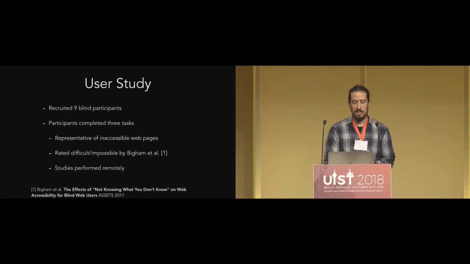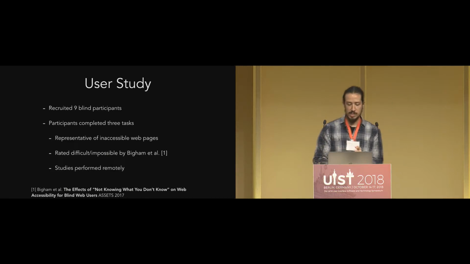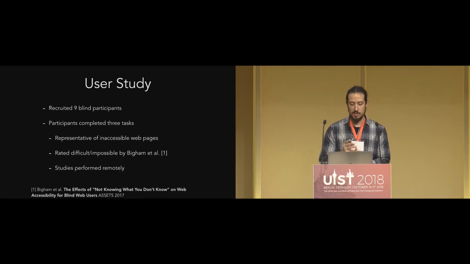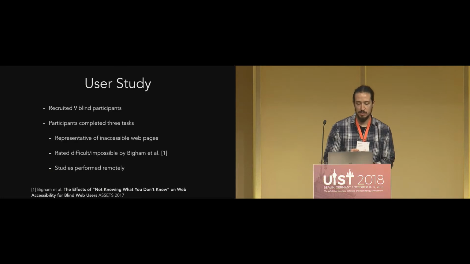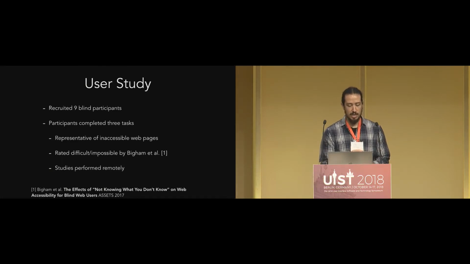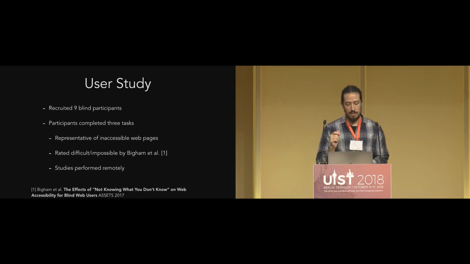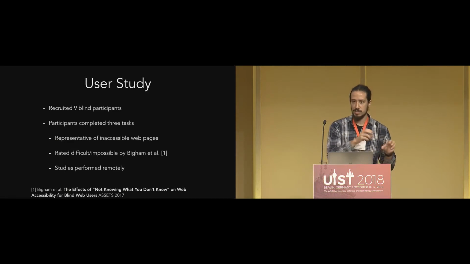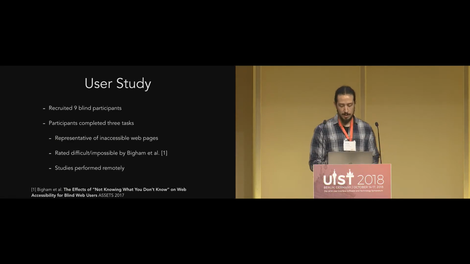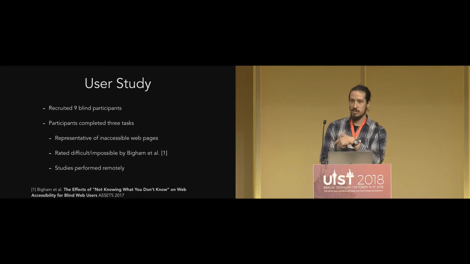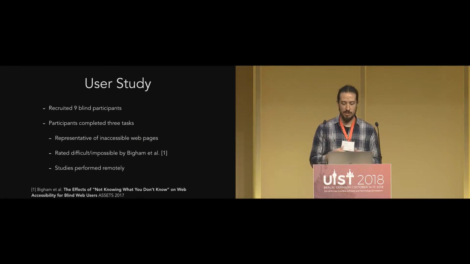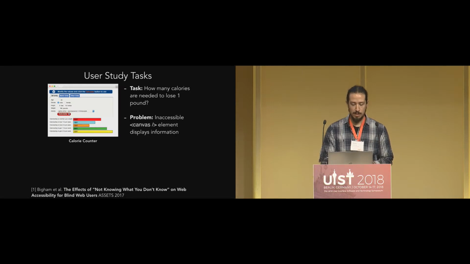To evaluate this, we recruited nine blind participants and asked them to complete three different tasks that are representative of inaccessible web pages. We reused tasks from Bigham et al.'s paper, The Effects of Not Knowing What You Don't Know on Web Accessibility. We picked only the examples that were considered difficult or impossible in that paper. And we performed this study remotely to allow people to use their own configuration in terms of their screen reader and things like that.